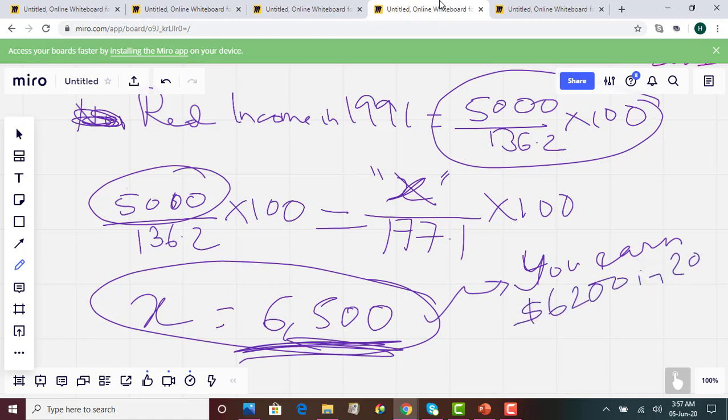Now let's say you earn $6,200 in 2001. What does that mean? That means your purchasing power went down, because now you're earning less than $6,500, which is not equivalent to $5,000. Although when you see it by eye, $6,200 is more than $5,000, in real terms it is actually less than $5,000. And if you earn more than $6,500, that means your purchasing power has gone up.